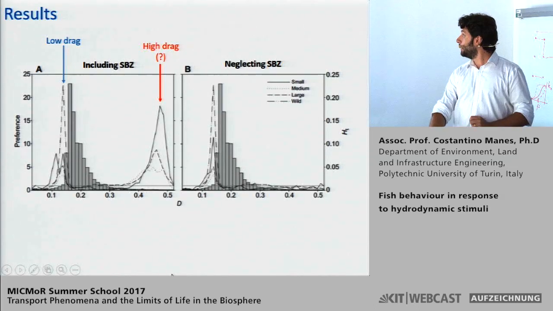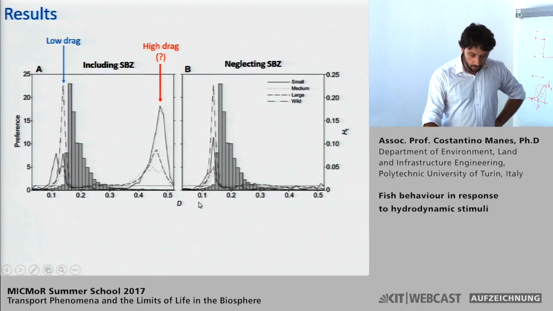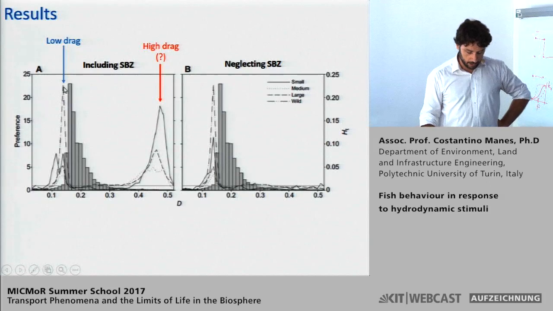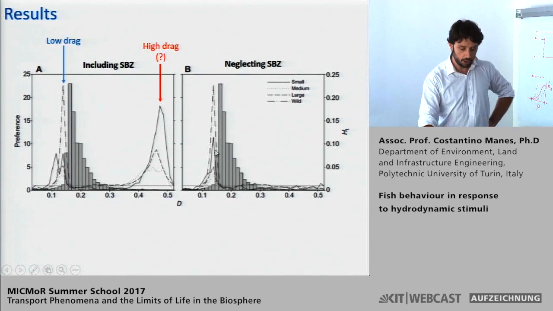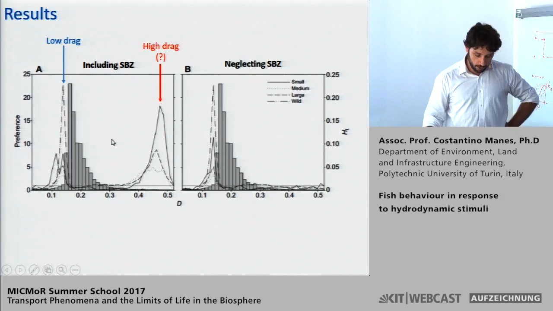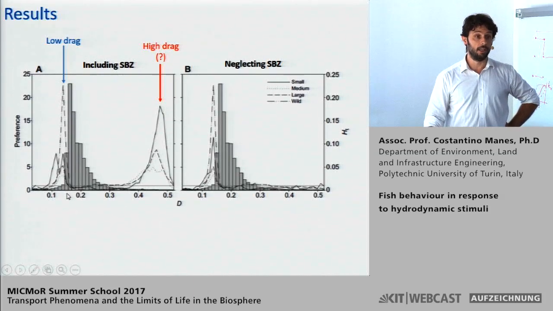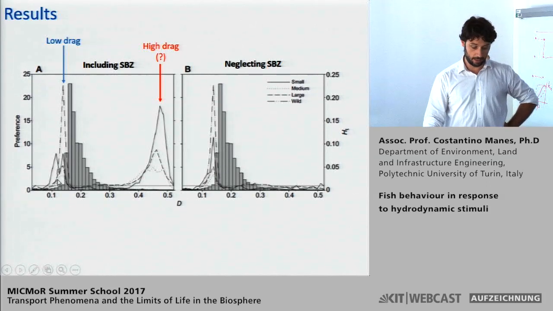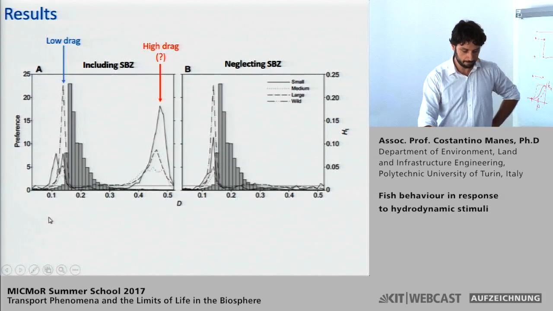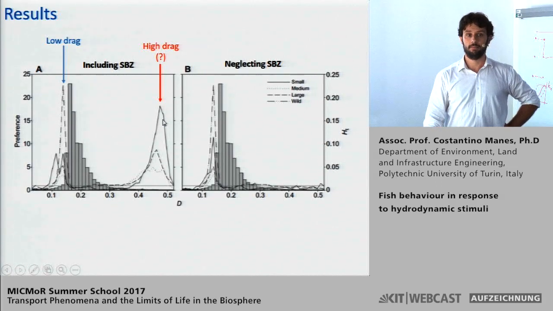Now let's forget about figure B and look at figure A. We computed the preference for small, medium, large, and wild fish using the ad hoc drag function that we defined. We noticed a very clean result of a bimodal distribution. Essentially, there was a strong preference for really low drag areas, definitely lower than the most probable available hydrodynamics, but also a peak at very high drag.